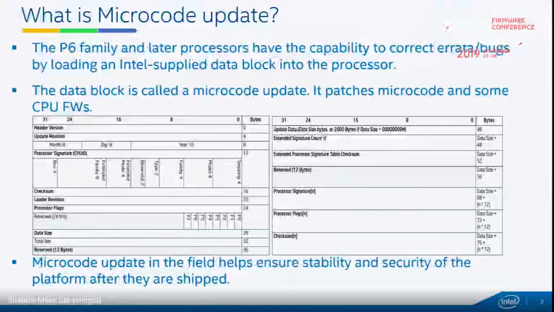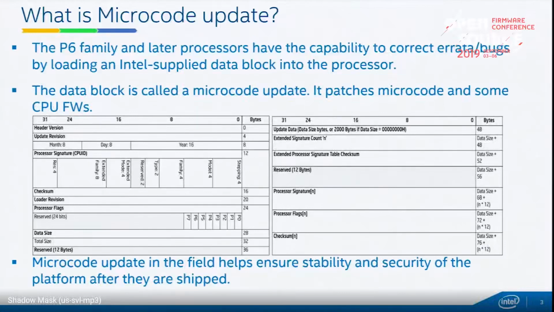So starting with the P6 family, in the mid-90s, and the processors further on, Intel has had the capability to correct bugs or errata by loading an Intel-supplied binary, and that gets loaded on the CPU. This data block is called the microcode update. It has the capability to patch the microcode firmware on the CPU, plus it has the capability to patch other CPU firmwares as well.